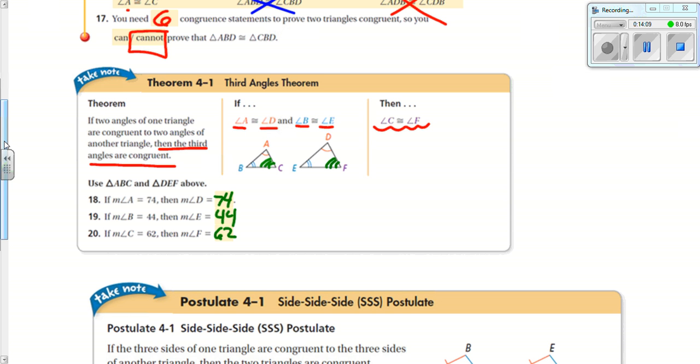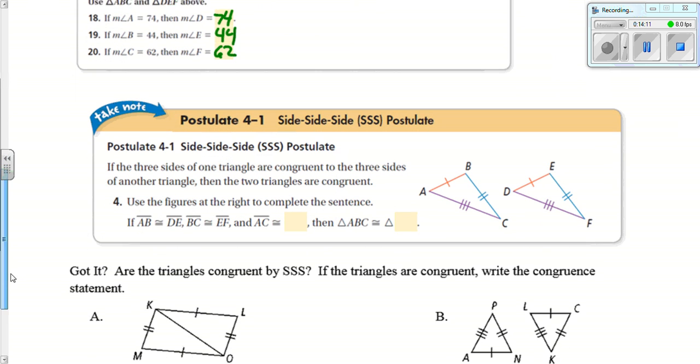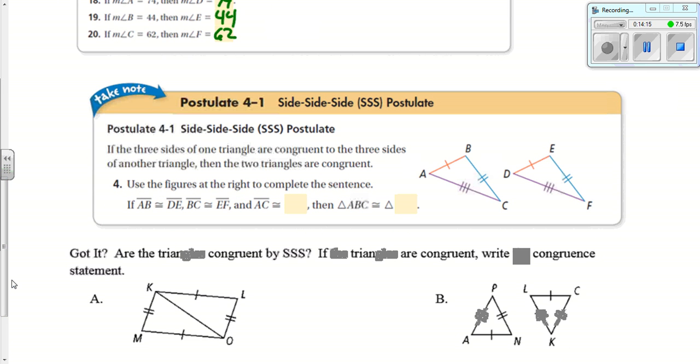All right, so let's take a look at our first what's called a postulate. Side-side-side postulate. A postulate is a way to prove something. What this one is telling us: if 3 sides of one triangle are congruent to the 3 sides of another triangle, then the 2 triangles are congruent. This is our first proving triangles congruent theorem, or I'm sorry, postulate. Those triangles are congruent to each other. So let's take a look at this diagram. If AB is congruent to DE, and see I have my hash mark, 1 and 1.